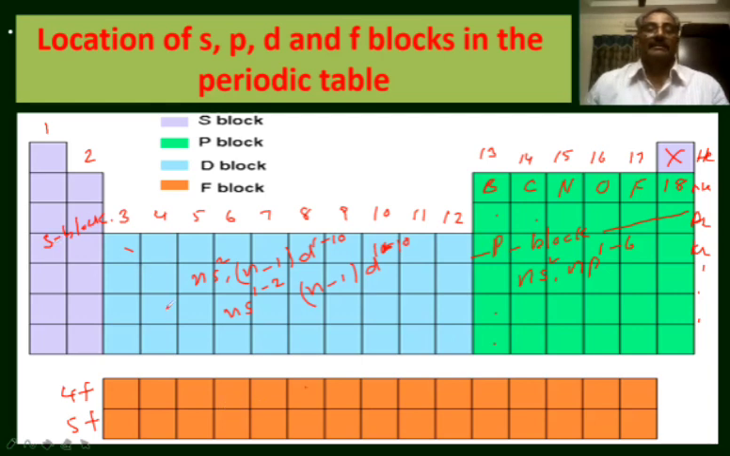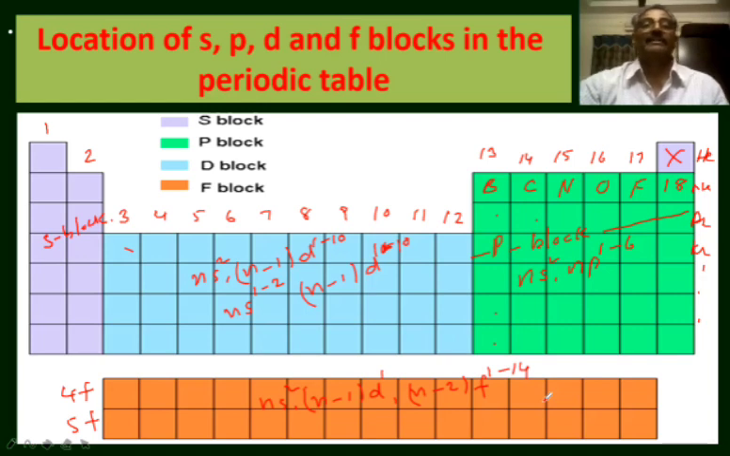The general electronic configuration of f block elements is ns2 (n-1)d1 (n-2)f1 to 14. In these 14 elements in each series, the f orbitals are being filled with electrons. That is, the differentiating electron enters into the f orbital of antipenultimate shell in the f block elements.